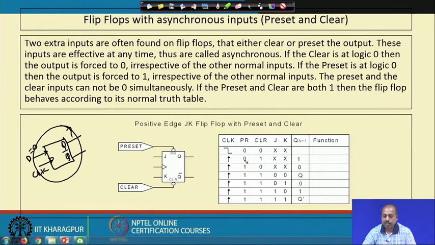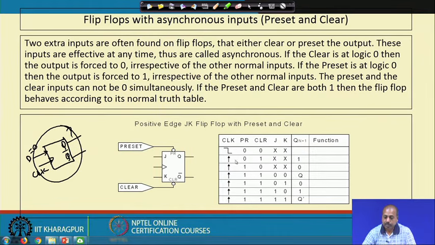Preset and clear, as long as they are 0 0... in this particular case, this is a rising edge triggered JK flip flop. For these cases, as long as they are falling edges, or high or low, if this preset and clear both are 0 0, then nothing happens. It continues with the previous value.